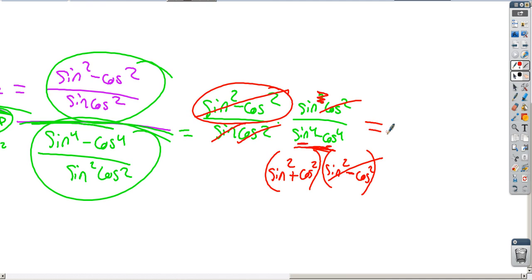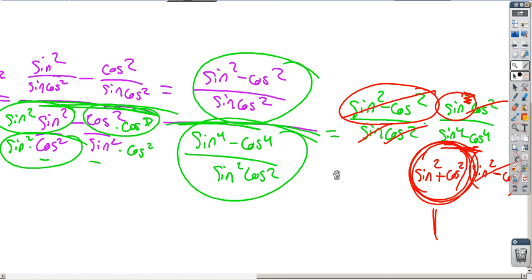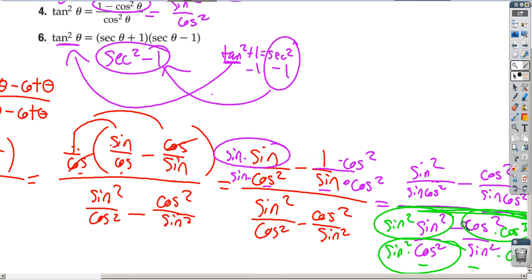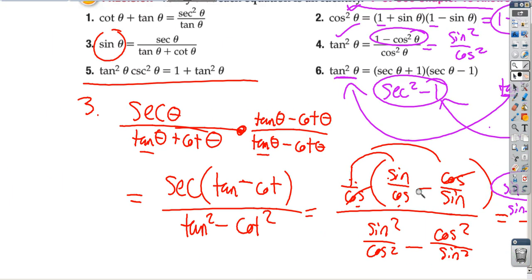Alright, so now what do we have? We have sine, and we have this right here, and you should recognize that. That's an identity. That equals 1. So we have sine over 1, and that just equals sine, and that's what we set out to prove. So that was a long one. That was a difficult one, but like I said, there might be an easier way to do that, but not one that comes to my mind at least.